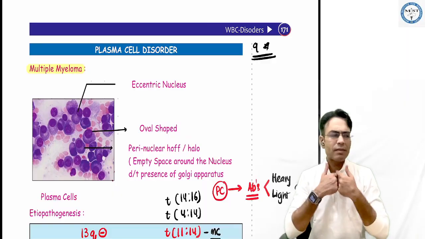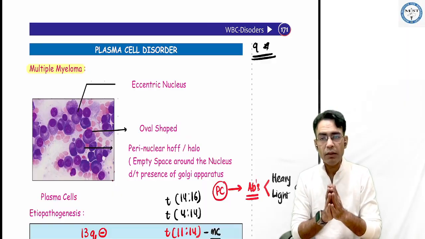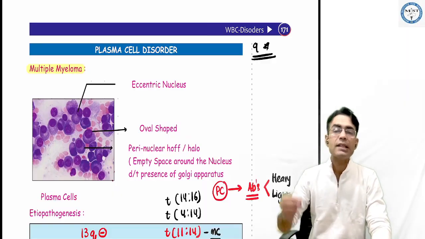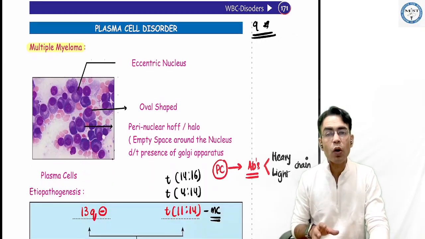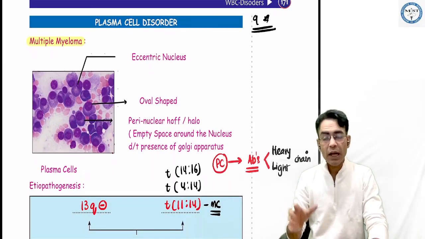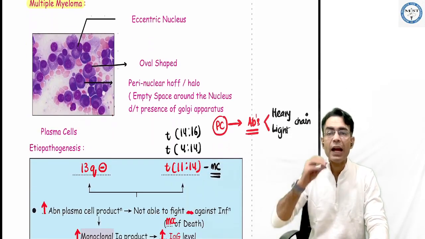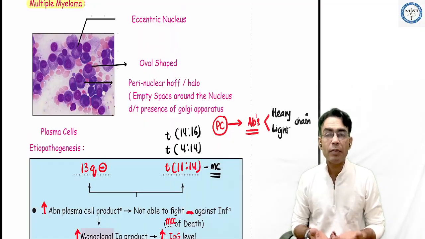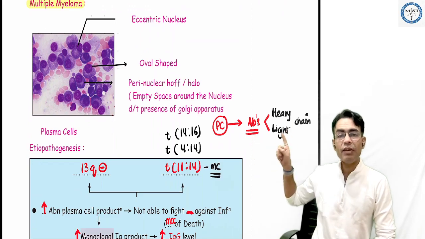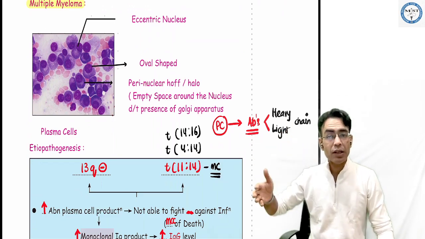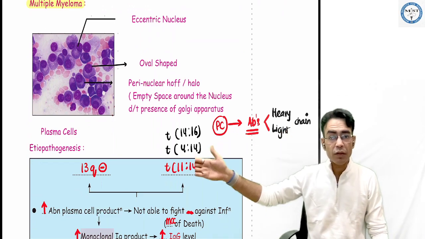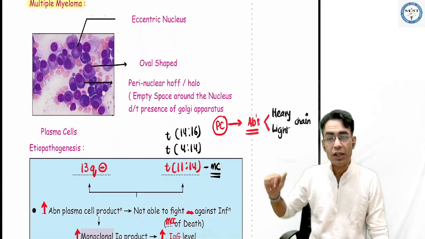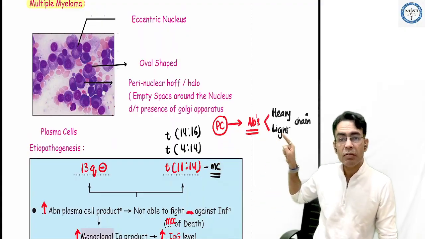Now, let's say there is translocation 11;14, okay, or there is any 13q deletion where your B cells are mutated, and because of this B cell mutation, you are having abnormal plasma cell production. These abnormal plasma cells are going to make abnormal antibodies. देखो बेटा, normal antibodies, they have heavy chain and light chain. In a plasma cell disorder, when the plasma cells are mutated because of 11;14 translocation or 13q deletion, the antibodies only start making light chains.